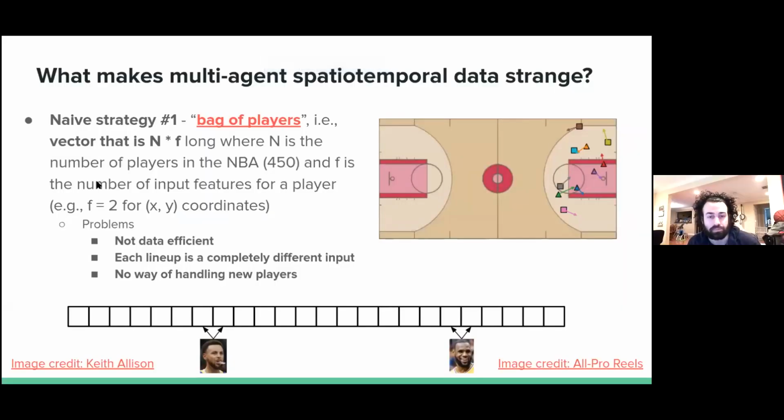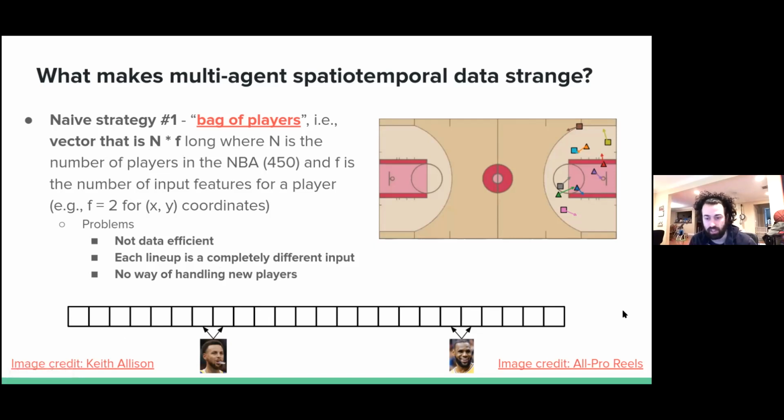Okay. So yeah, we're looking at a bag of players representation where the input is basically the number of players times the number of input features per player long, where n in this case is the number of players in the NBA. So it's gonna be 450, and f is just gonna be 2 because all we're considering is their location on the court, so their coordinates on the court for that input time step.